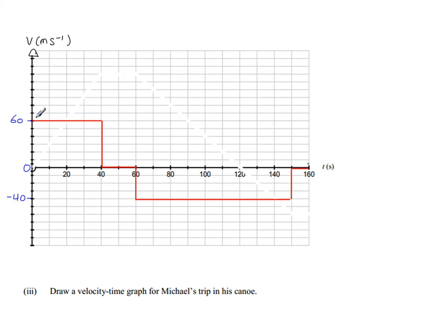So a constant velocity of 60 meters per second for the first 40 seconds, and then reaching the picnic site, Michael is stationary for 20 seconds, and then turning around and going back towards the launch site and towards the bridge. So the velocity now will be negative, and it's minus 40 meters per second until Michael reaches the bridge and then again stops, so now the velocity is 0.